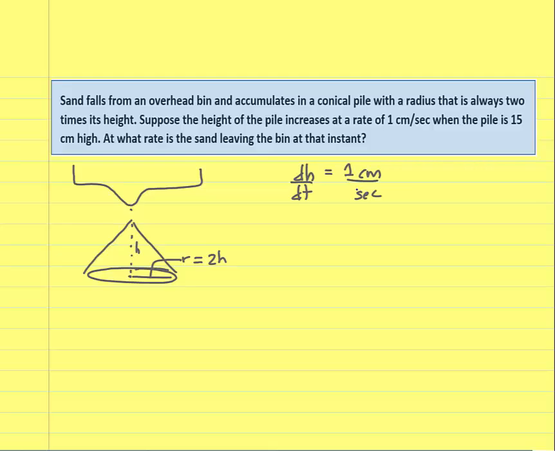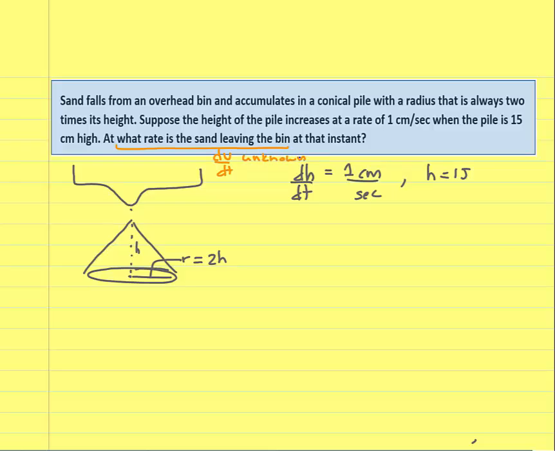It says when the pile is 15 centimeters high, this is what's happening. So when h is 15, this is its rate. It says at what rate is the sand leaving the bin at that instant? So if we want to figure out what that is, with this dh/dt already given to us, we're looking at the volume where this is occurring. So we're looking for dV/dt. This is our unknown.